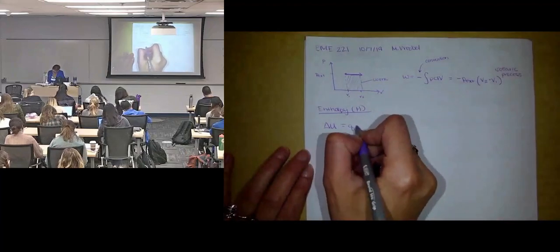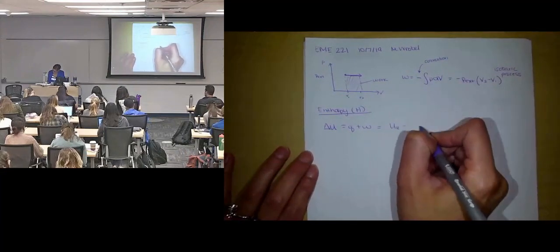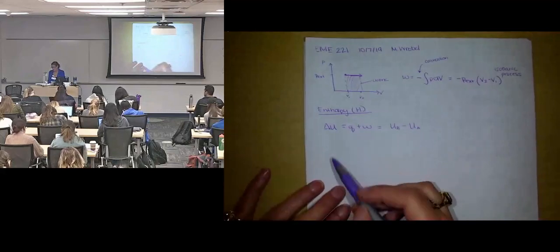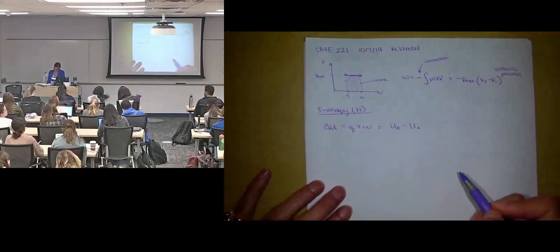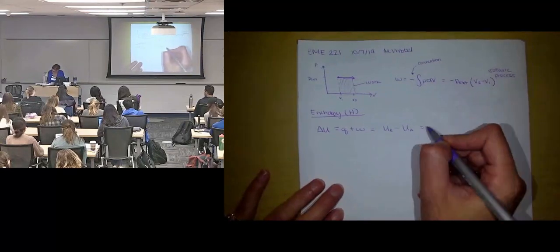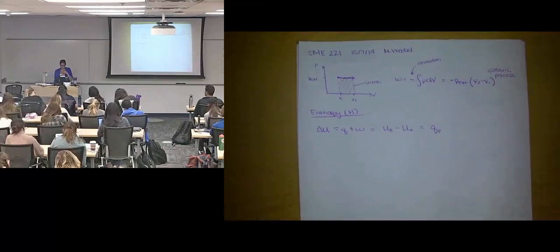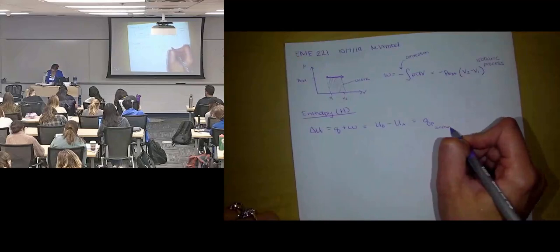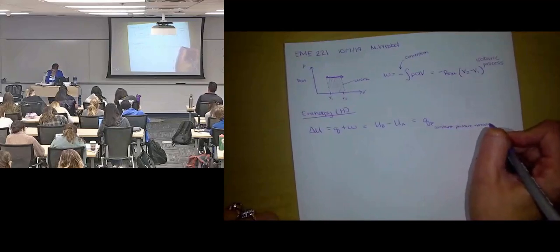So change in internal energy is equal to heat plus work. We could also write it as, if we're going between two states, say state A to state B, then the change in internal energy is the internal energy at state B minus the internal energy at state A. Okay. So then we would have Q. If I put a little subscript that's the letter P after heat, it's the notation to indicate constant pressure. So this is heat at constant pressure notation.